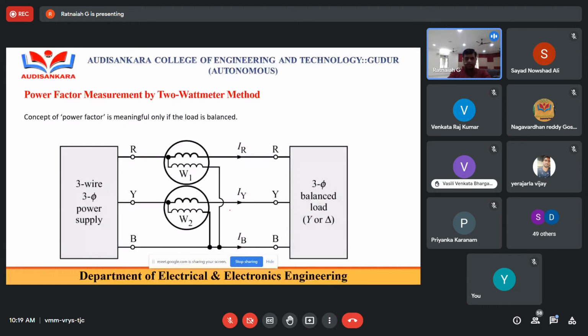Look at this diagram. There are 2 wattmeters. There is a 3-phase supply. This is the supply, and this is the load. The representation of source to load direction is always like this. Let the 3 phases be R, Y, B, and the 2 wattmeters. Let us choose W1 and W2.